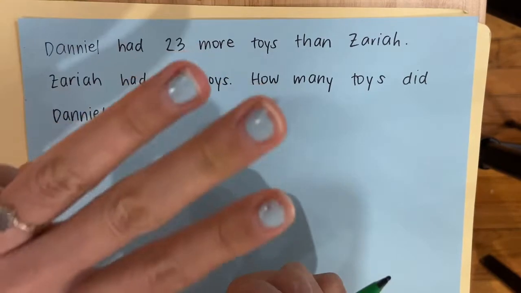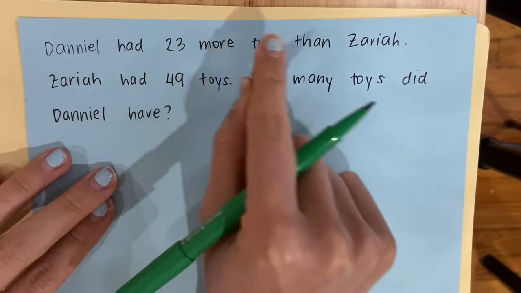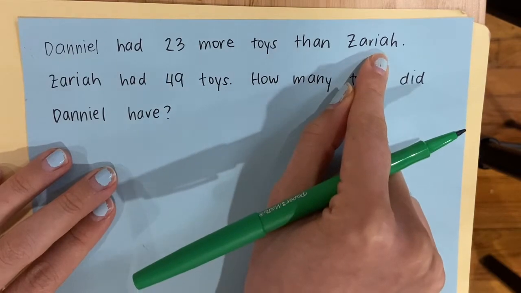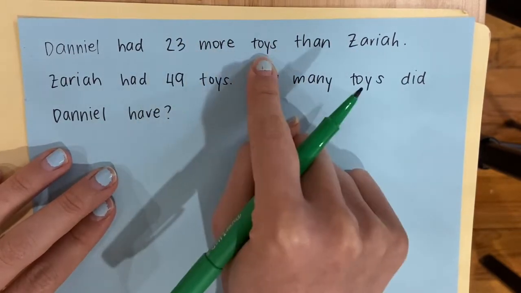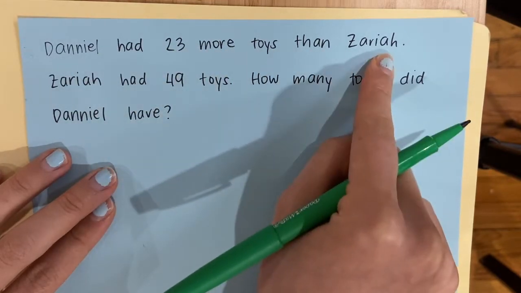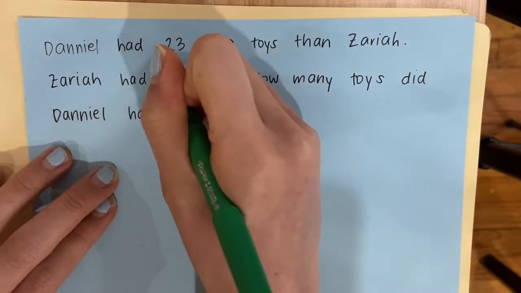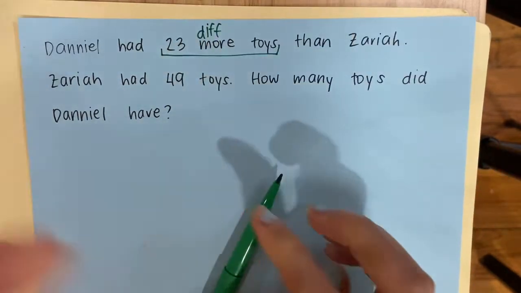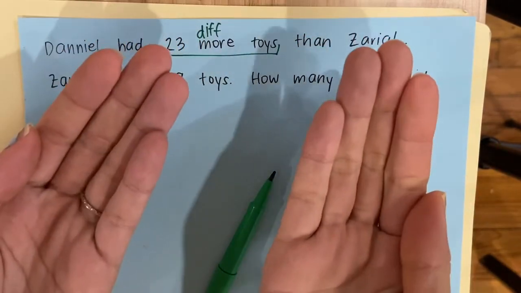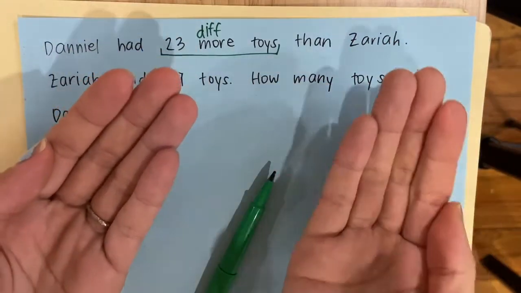Okay, my third time, I'm going to do my jots. Daniel had 23 more toys than Zariah. Oh my gosh, my friends, this part is so important. Daniel had 23 more toys than Zariah. What should I jot? That's right, the 23 more toys, that's the difference between Daniel and Zariah. That tells me that today I am comparing Daniel's toys with Zariah's toys.